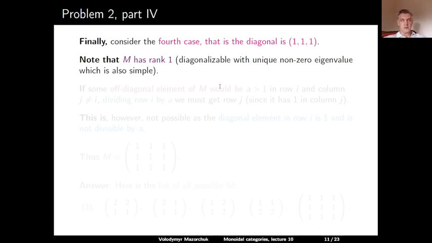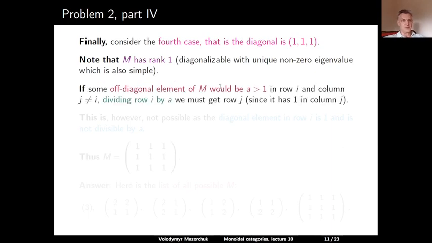So all rows of this matrix must be linearly dependent, so they all must be proportional, and similarly all columns must be proportional. If we had some off-diagonal element of this matrix which is different from 1, let's say it's an element A in row I and column J, where J is different from I, then we take row I and divide it by A, we should get row J, because row J has 1 in column J.